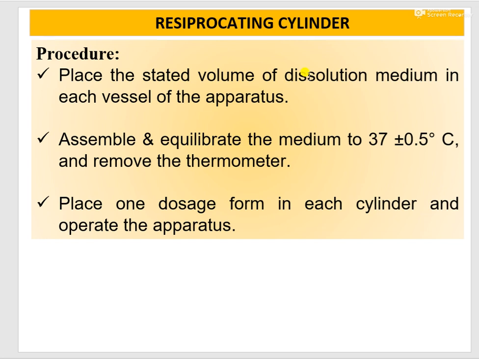Now procedure to operate reciprocating cylinder. Place the stated volume of dissolution medium in each vessel of the apparatus and assemble and equilibrate the medium to 37 degree plus or minus 0.5 degree centigrade. And once the equilibrium is achieved, you can remove the thermometer, place one dosage form in each cylinder and operate the apparatus. Here the sampling will be done automatic. So once the samples are withdrawn, they can be analyzed by suitable analytical technique.